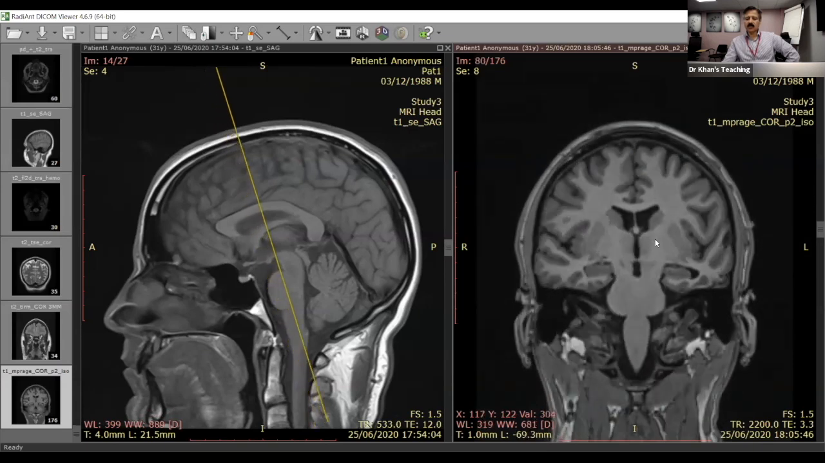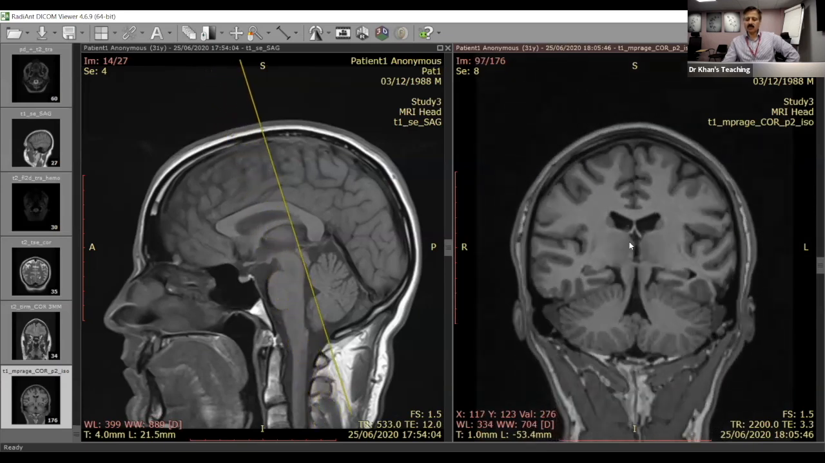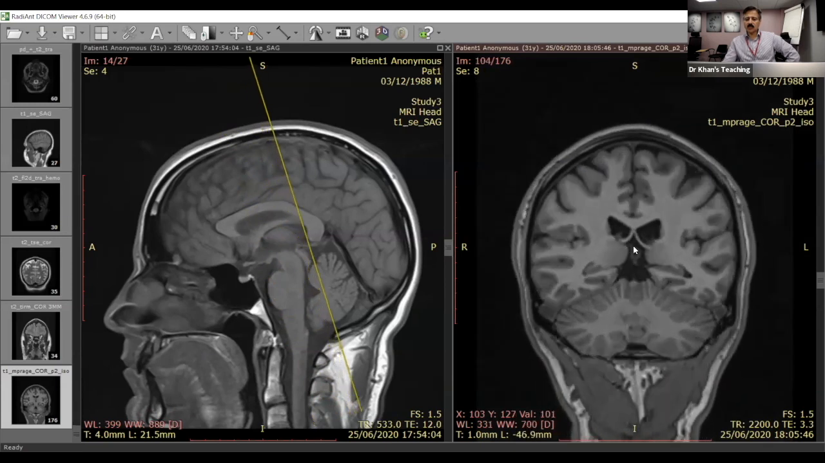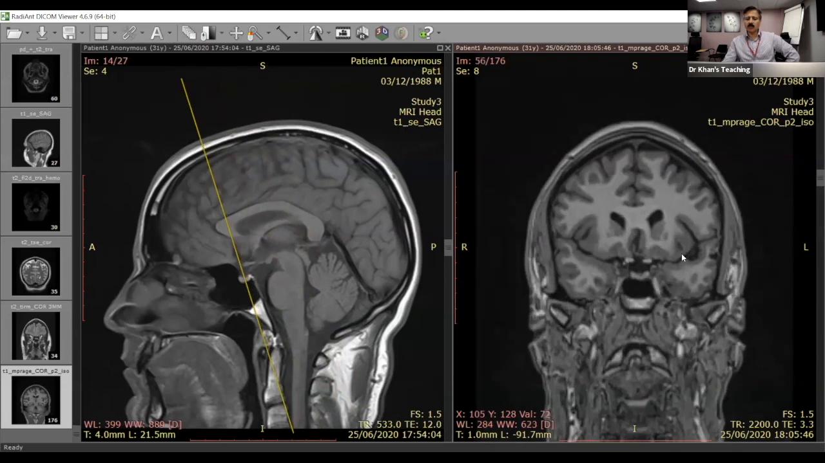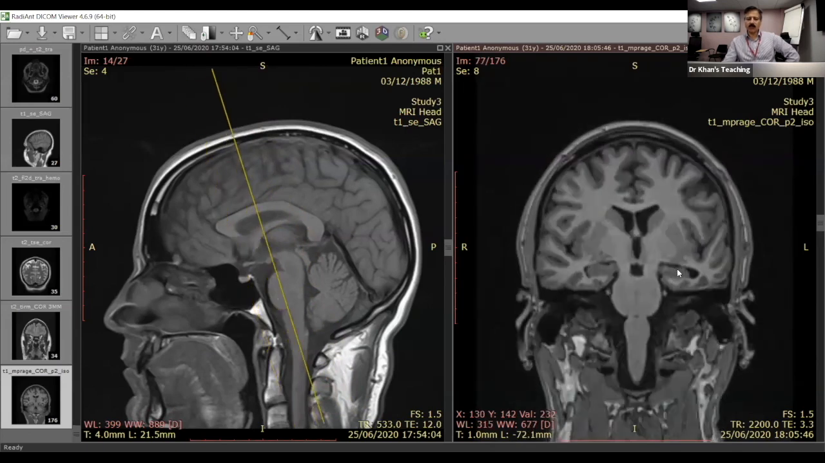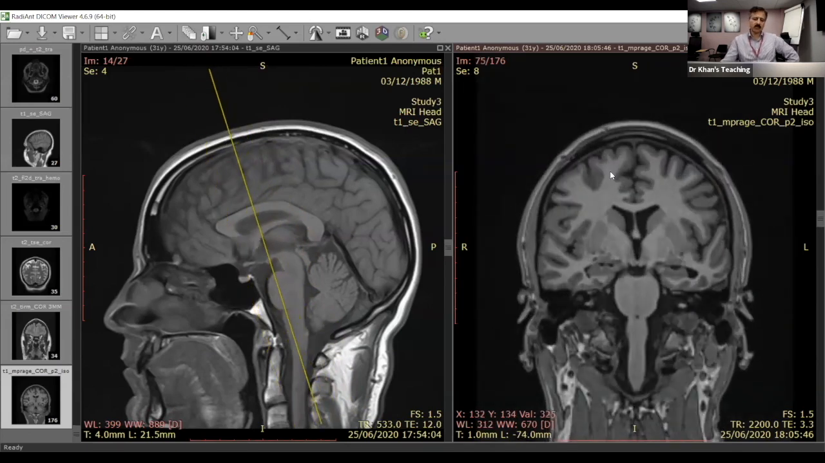So this is fascinating on a coronal sequence. This is a special sequence which we do for epilepsy, which is a T1 weighted sequence, but gives you anatomy. I'm not teaching you further anatomy of the limbic system, which is a huge subject, but we crack on. But now you have learned fornix.